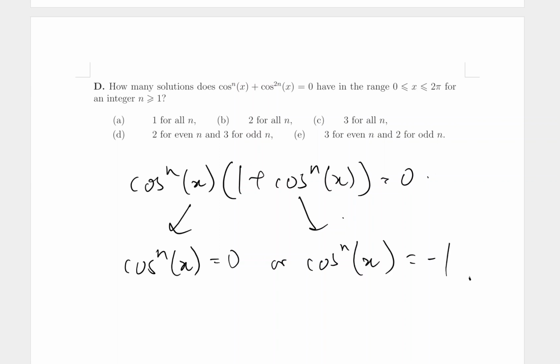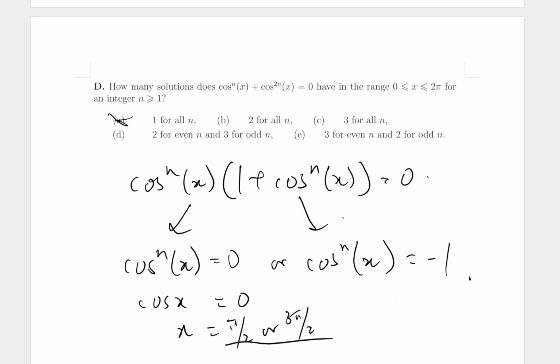Okay, so let's have a think. Well, cos^n(x) = 0, well, that implies cos x = 0, right? Has to be. Okay, so cos x = 0, what are the solutions? Well, x = pi/2 or 3pi/2, right? So these are definitely two solutions. Okay, so A is a complete joke. All right, let's have a look at the other one though.